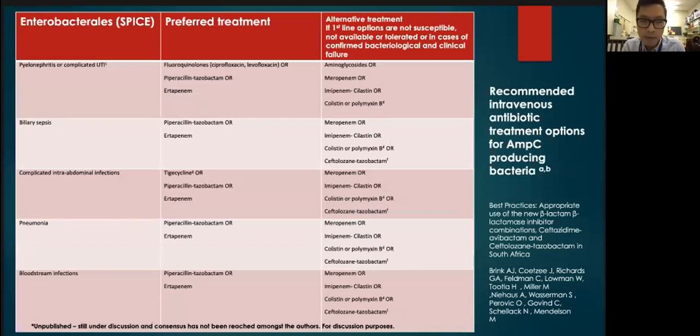Here I have a table which is not published, but is still under discussion. This is a table that Prof. Brink had given me for reference, and it is reproduced here for discussion purposes. It looks at the different treatment options that are available for these organisms, which can potentially be placed in the next best practice guidelines for the newer agents.